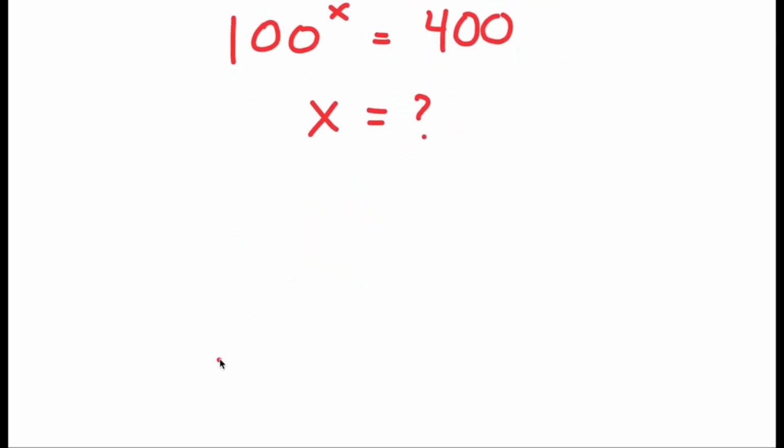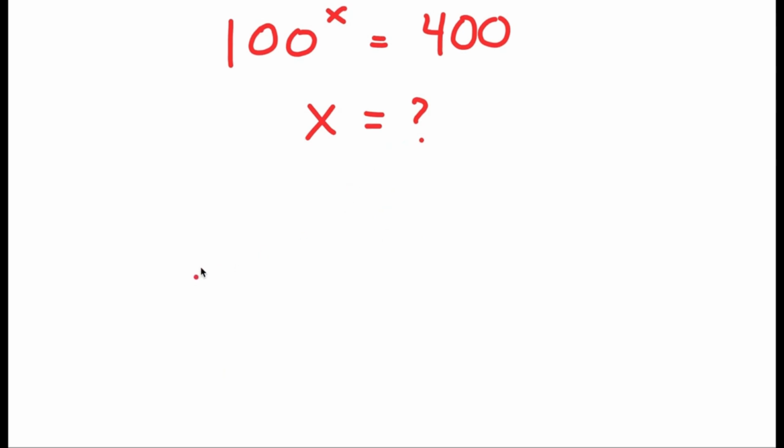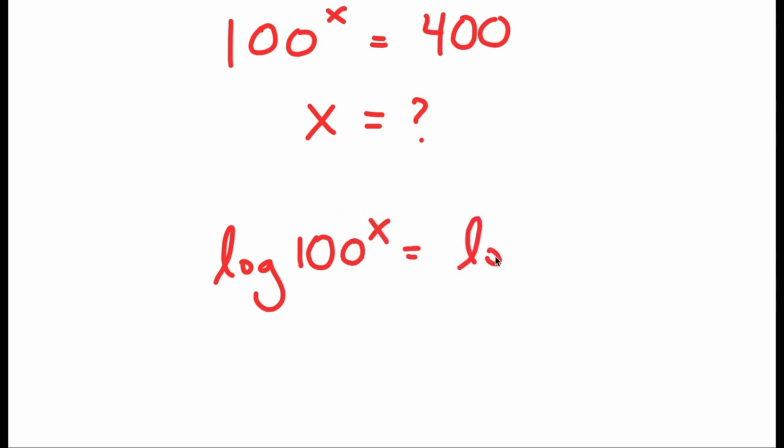So to solve this, what I'm going to be using is logarithms. So I'm going to first start by taking the log on both sides. So I get log of 100 to the power of x is equal to log of 400.